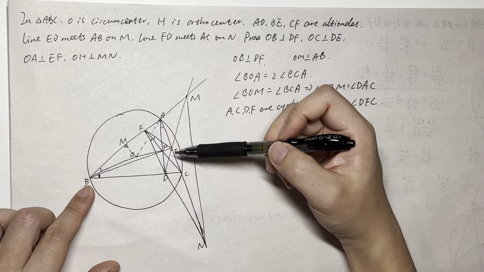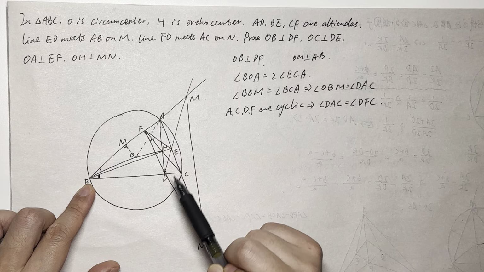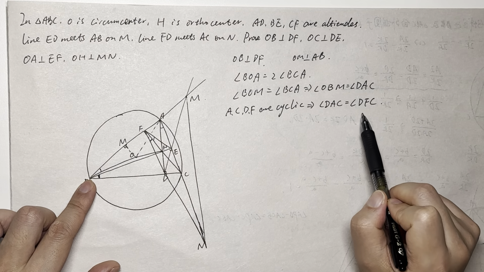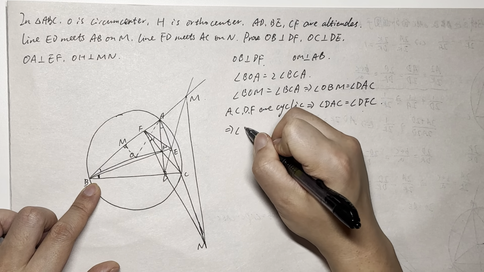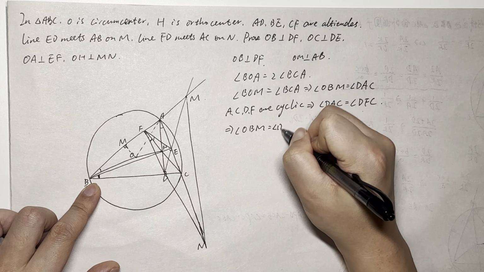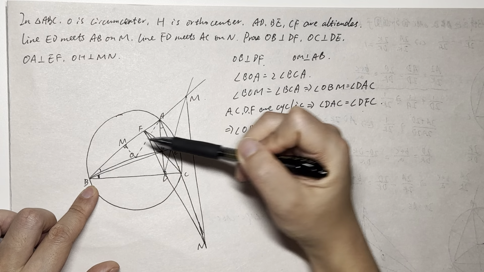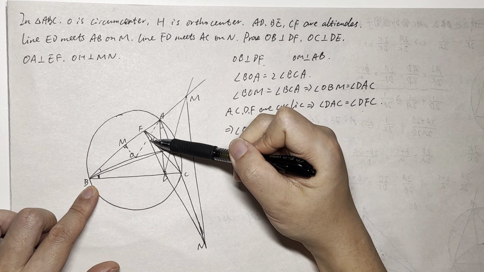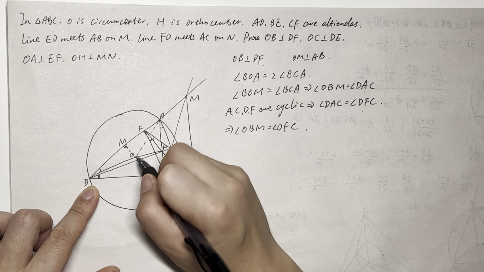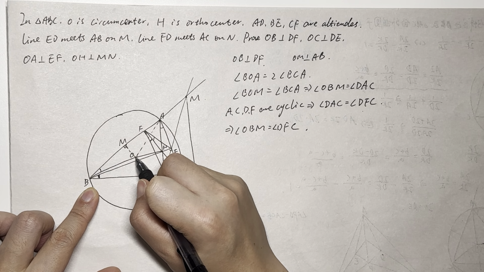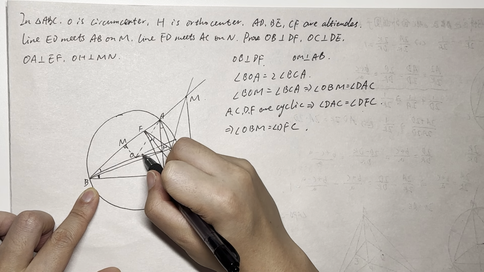Okay, so angle DAC equals angle DFC, and we already proved that angle DAC equals angle OBM. So we know that angle OBM equals angle DFC, which equals this one. Okay, now we extend OB.